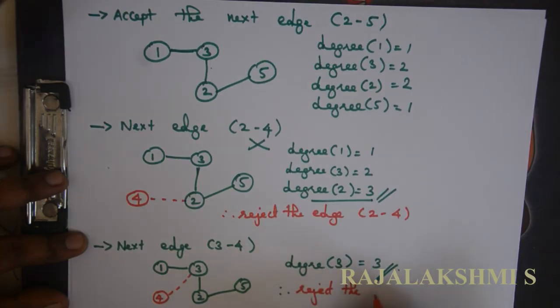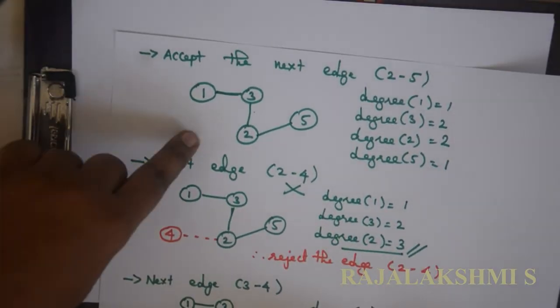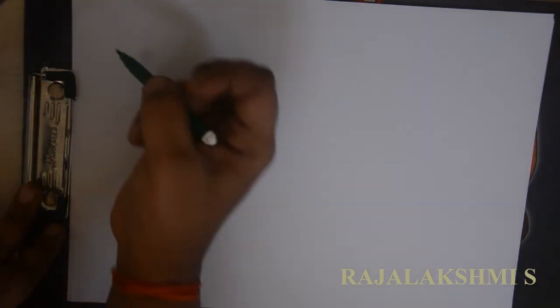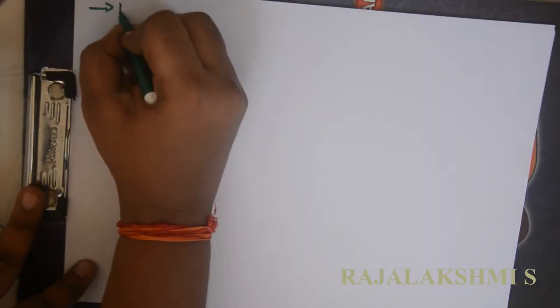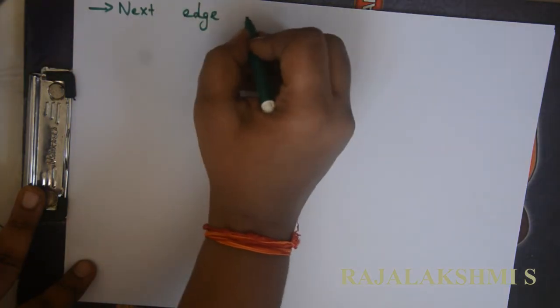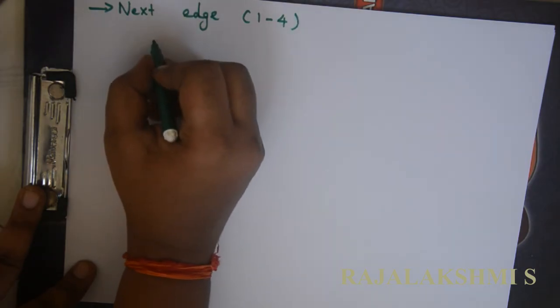Reject the edge 3 to 4. Okay. So we should consider this diagram for adding or discarding the next edge. So now the next edge is 1 to 4, right? So what happens we will see.